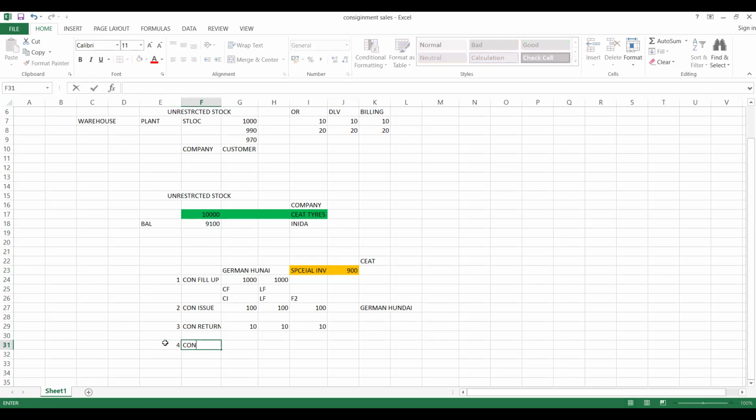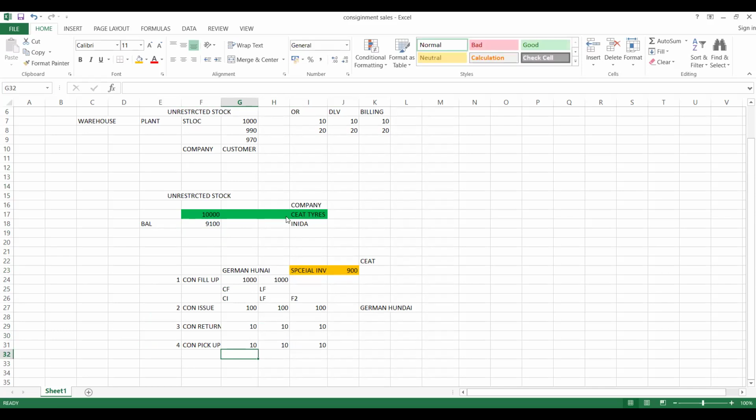So 4 is pickup. That means picking from special stock to unrestricted stock is called consignment pickup. Okay, simple. So let me show you the slide.